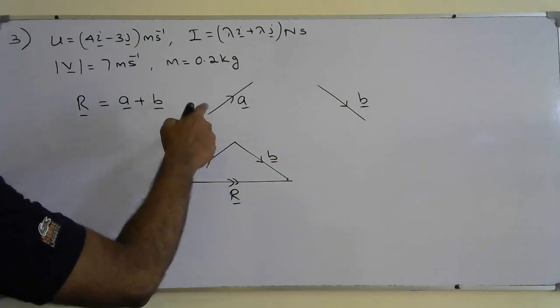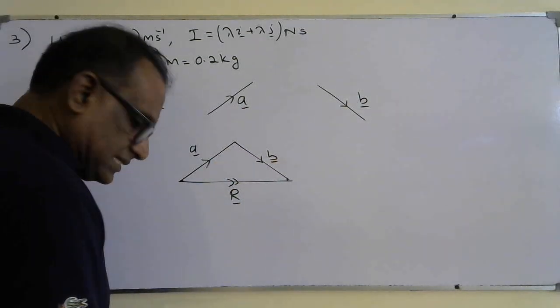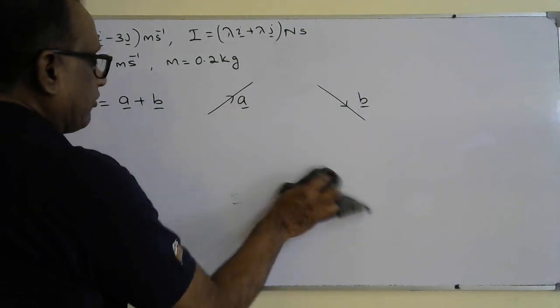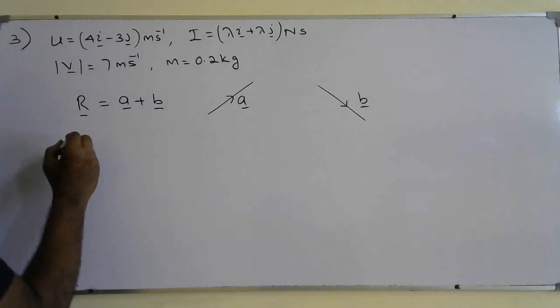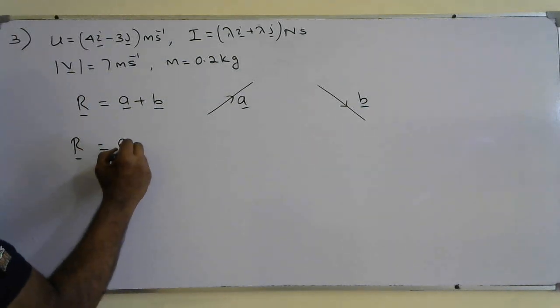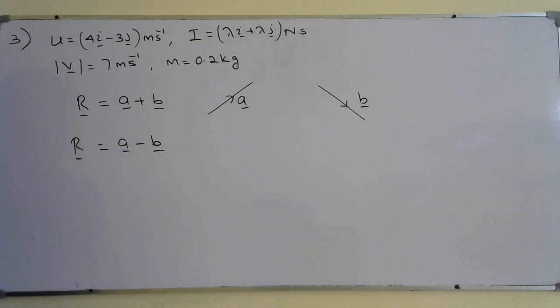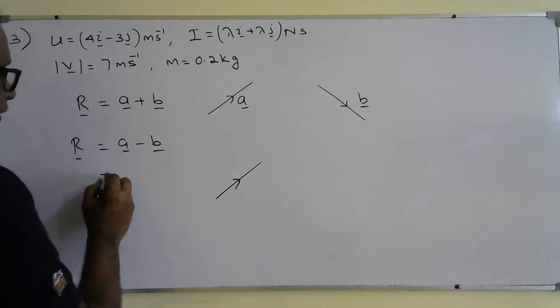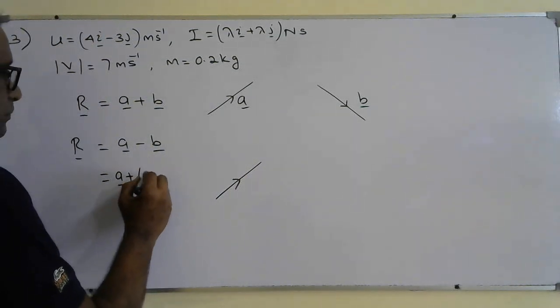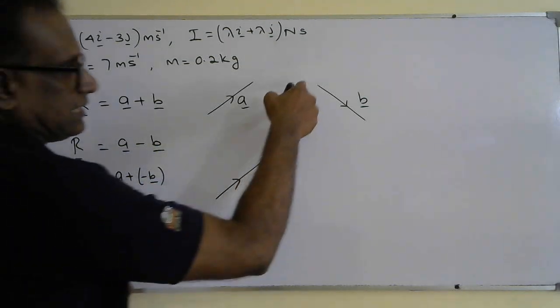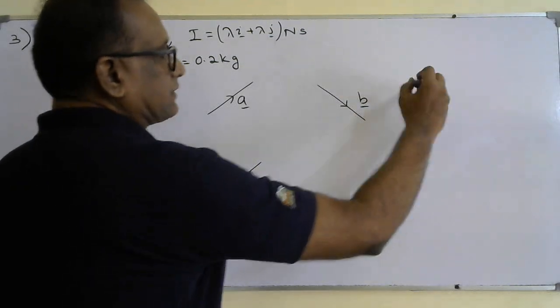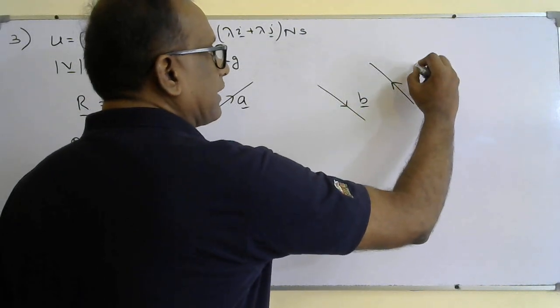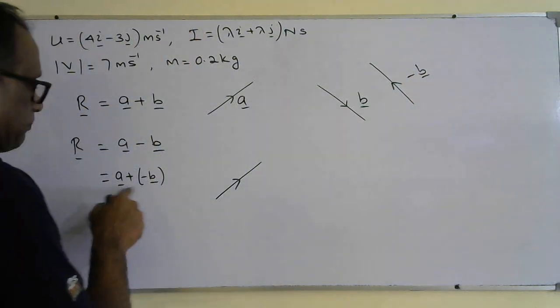Or if vector A and vector B are given like this, how do we find A minus B? R is equal to vector A minus vector B. How to find it? Vector A is along this direction. This could be written as A plus minus B. This is the vector B. Minus B means the opposite direction. This is the minus B vector. Okay, so A plus minus B.